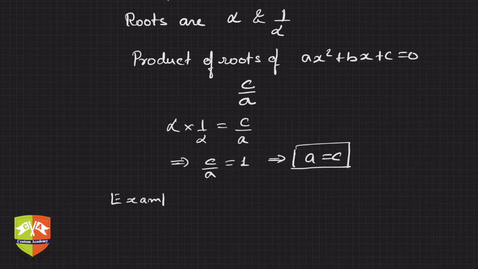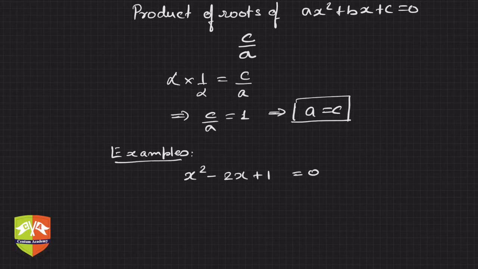Example. That means the constant term must be equal to the coefficient of x squared. So x squared minus 2x plus 1 is equal to 0. This will have reciprocal roots, right? Similarly, x squared minus 4x plus 2 is equal to 0. This will not have reciprocal roots. Why? Because c is not equal to a.